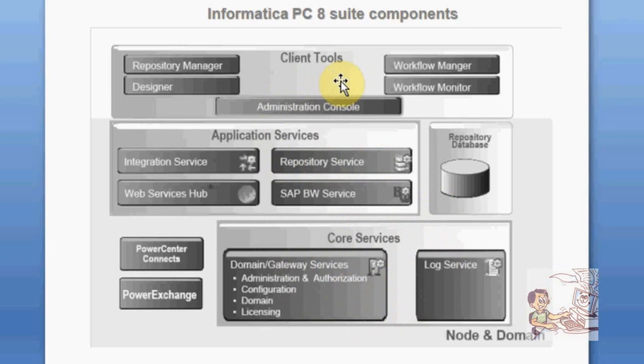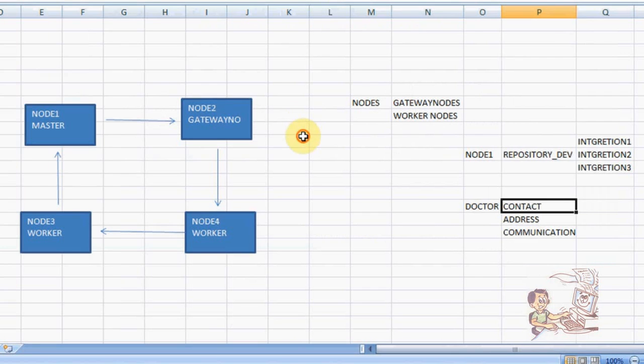So how we are designing this node domain configuration and how we are preparing these application services, then we'll discuss the client tools. In core services, we are designing the domain and node configuration. So I'll give you one example. Here we have node 1, node 2, node 3 and node 4.